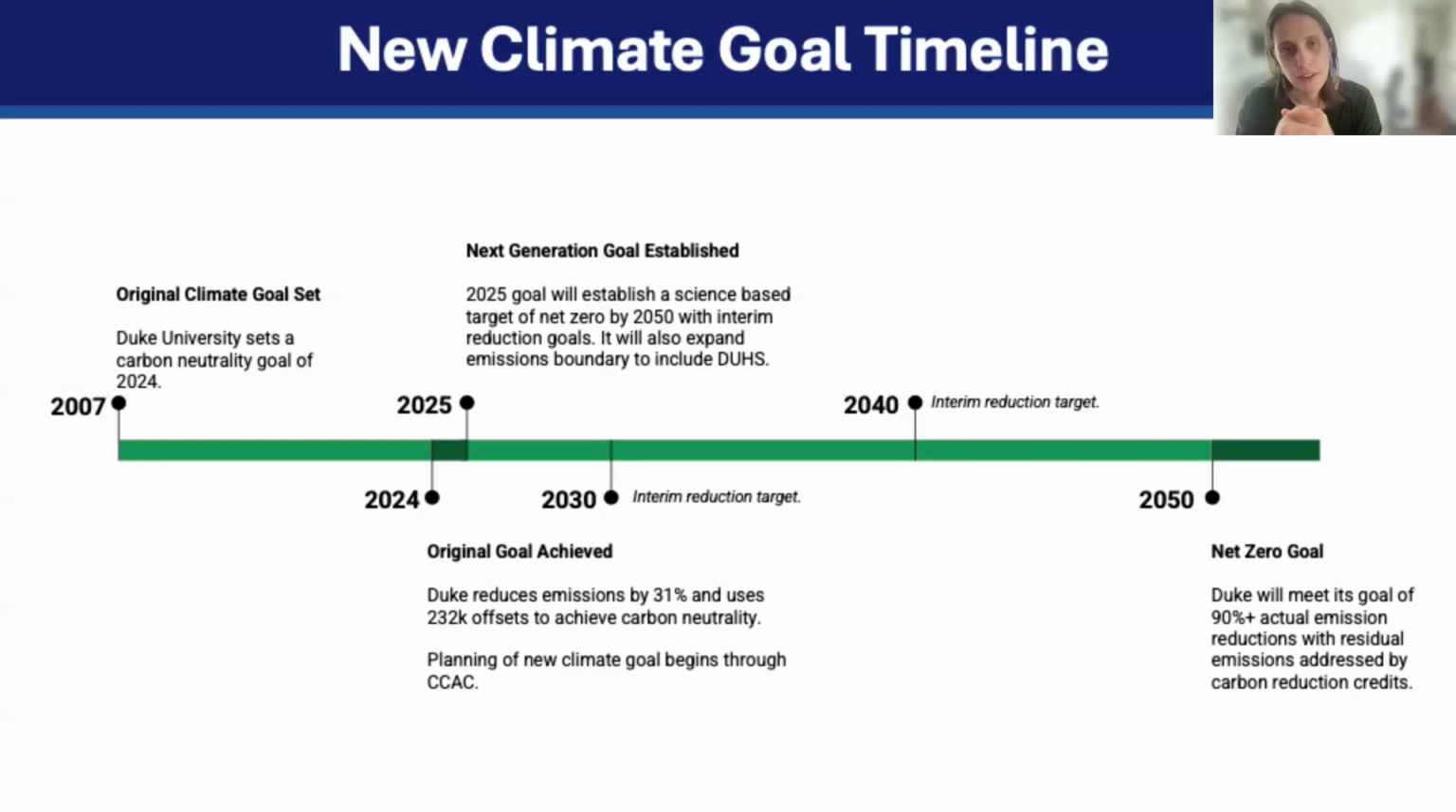We're also expanding our geographic boundary to actually include the health system this time. And so that's going to be a pretty big expansion. And ultimately, we're expecting by 2050 to have met our goal of net zero with 90% or more emission reductions. And so we're planning to only use offsets for about 5 to 10% of that total emissions.